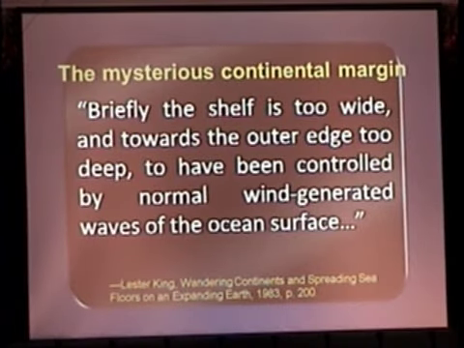He says, here's the problem about the continental margins. Briefly, the continental shelf is too wide, and towards the outer edge is too deep to have been controlled by normal wind-generated waves of the ocean surface. The wind controls the average currents of the ocean. We would not expect this if the continental shelf sediments were deposited slowly over millions of years. I see this as strong evidence for the runoff of the floodwaters and the deposition of that erosion from the continents.